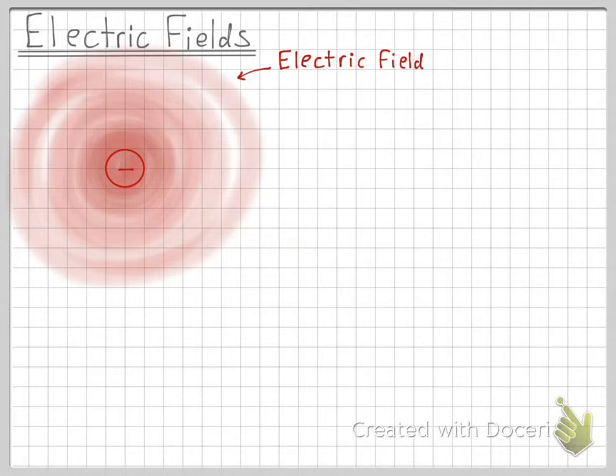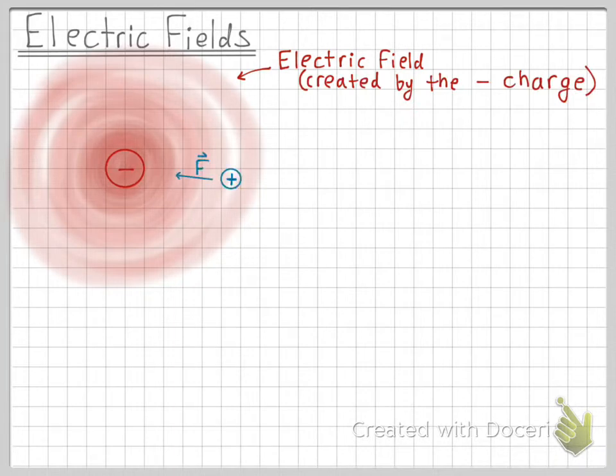So in the middle of this drawing we have a negative charge, and there's an electric field that surrounds this negative charge. When a positive charge is placed within the negative charge's electric field, it is going to feel an attractive force towards the negative charge. And it makes sense that the further away from the negative charge, the weaker the electric field is going to be, and therefore the weaker the force will be on that test charge.